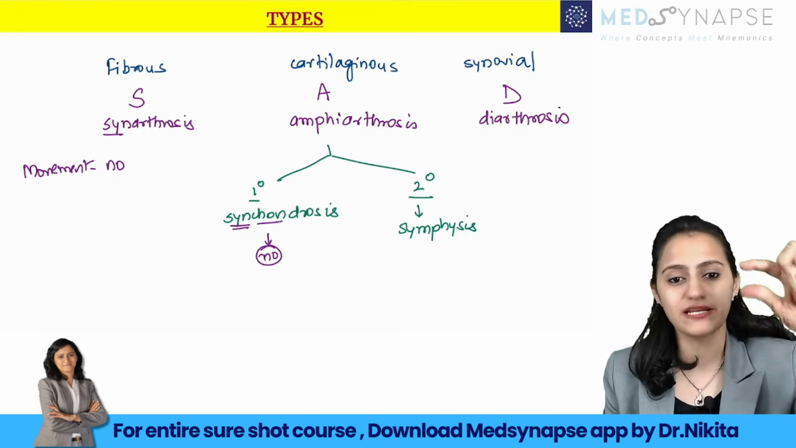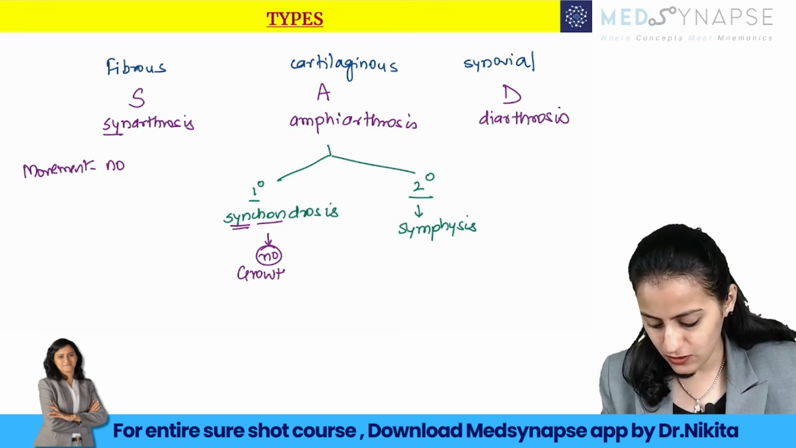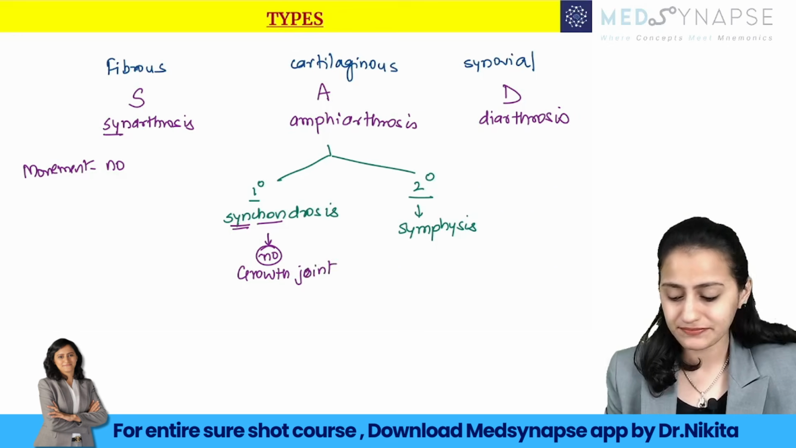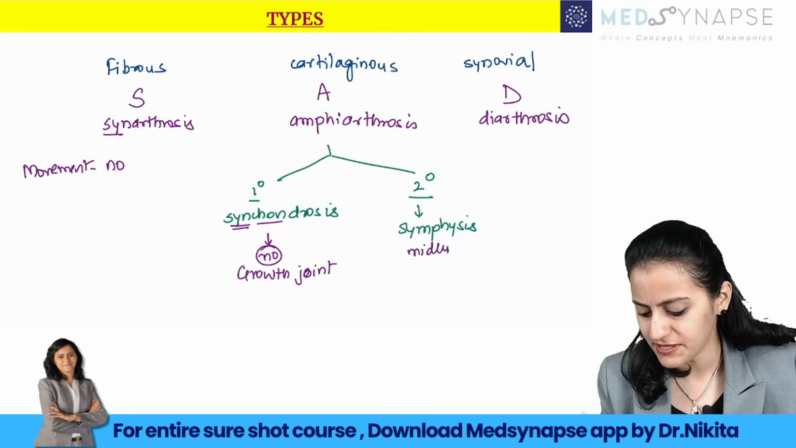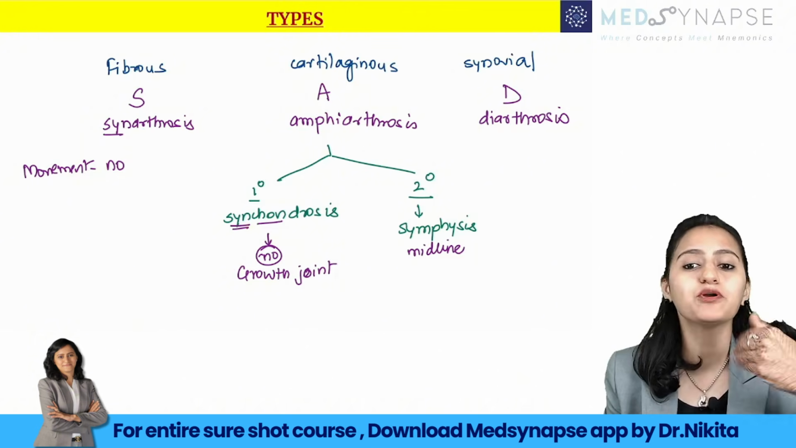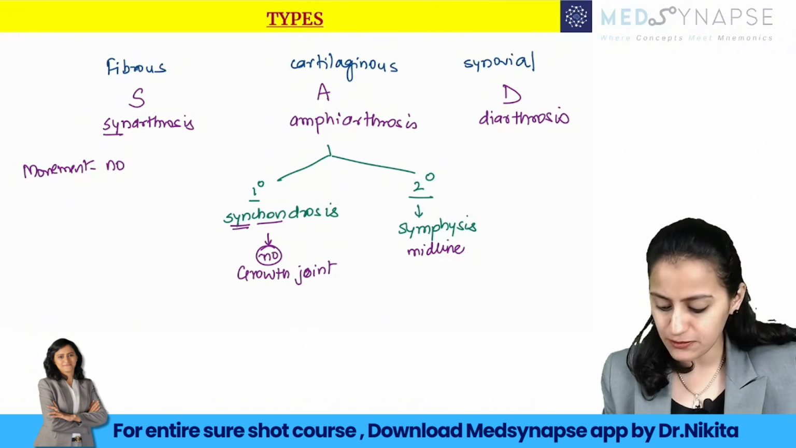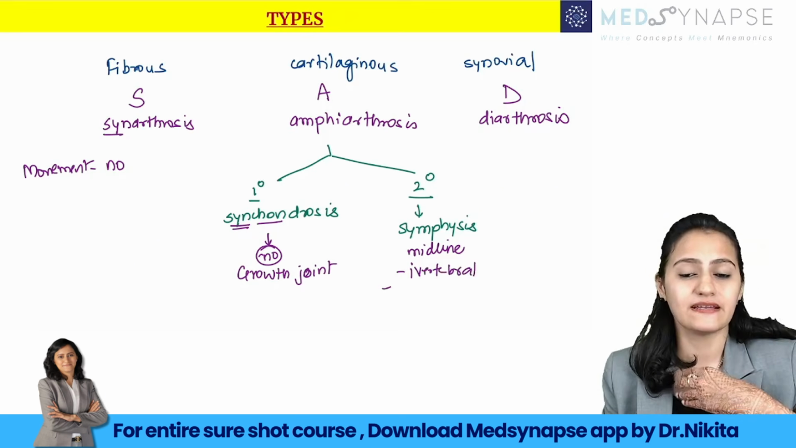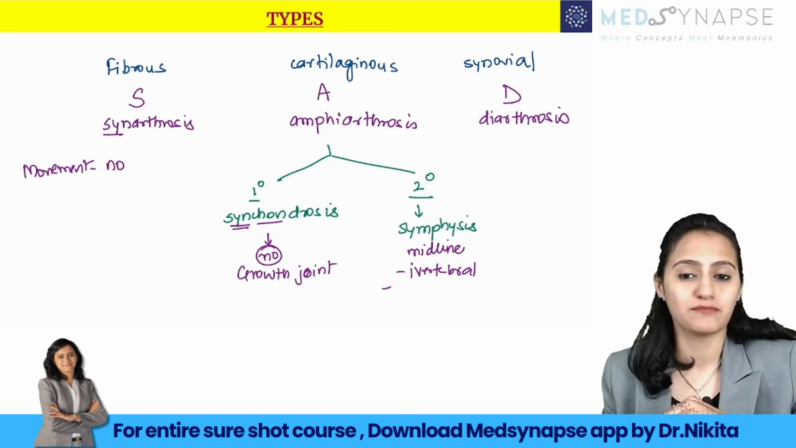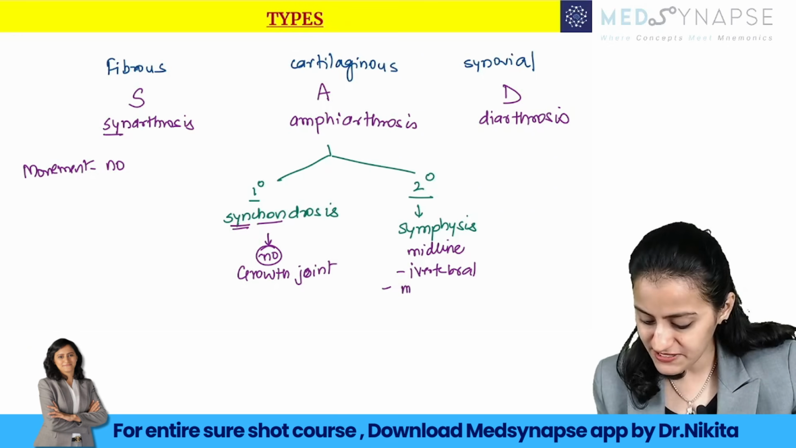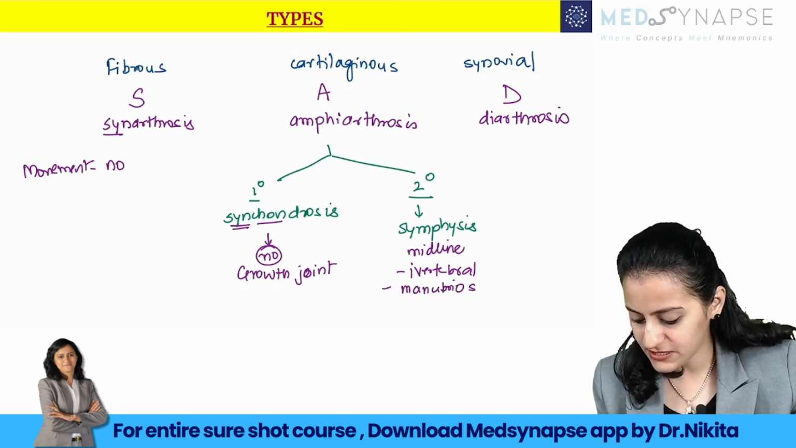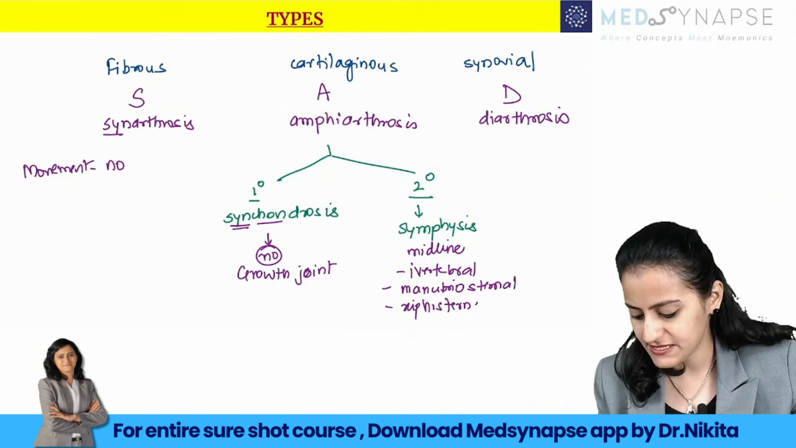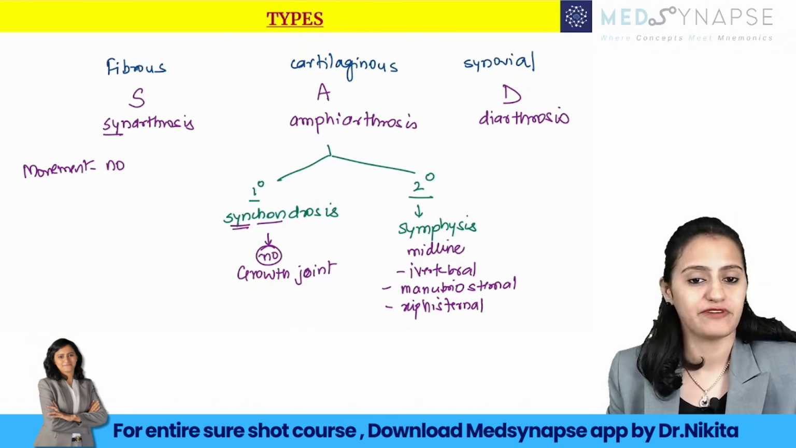For example, the joint at the growth plate, right? This gets calcified and then there is no movement there. Symphyses are the joints in the midline, like we have the pubic symphysis, right? The intervertebral joints, the pubic symphysis. Then in the sternum, the joint between the manubrium and the body, the manubriosternal joint, and the xiphisternal joint, right? These are basically the symphyses.